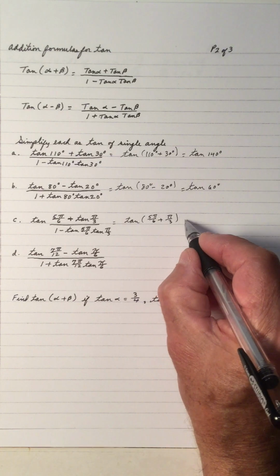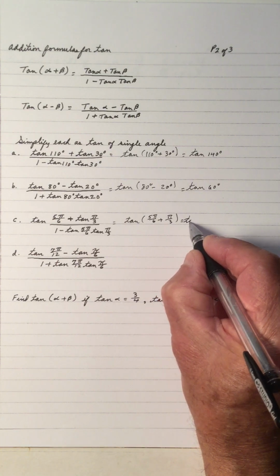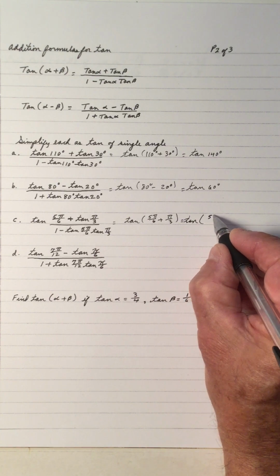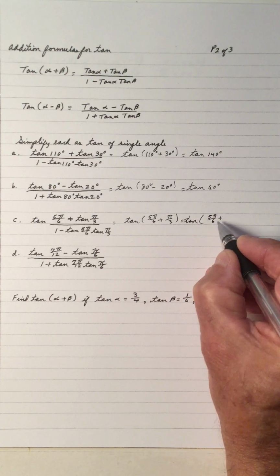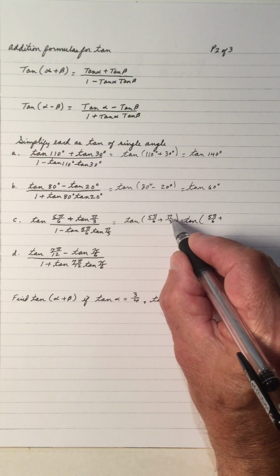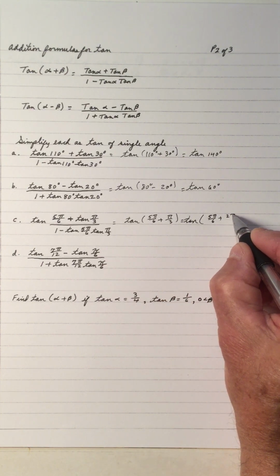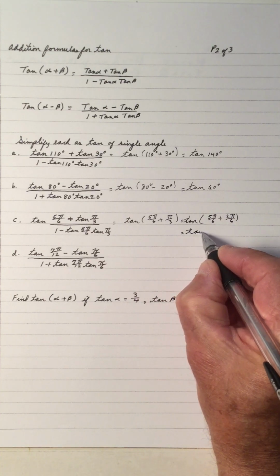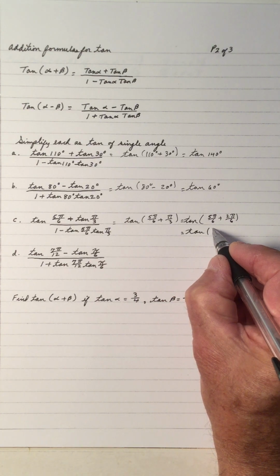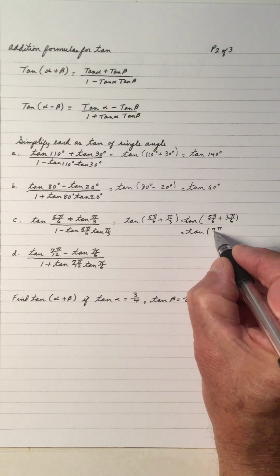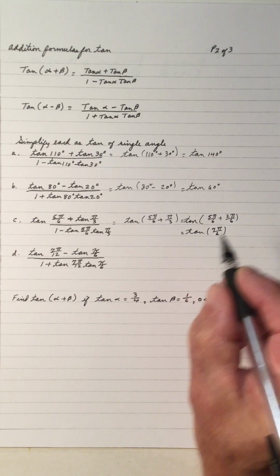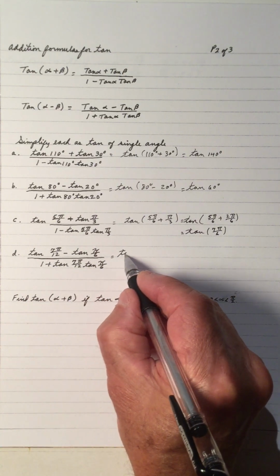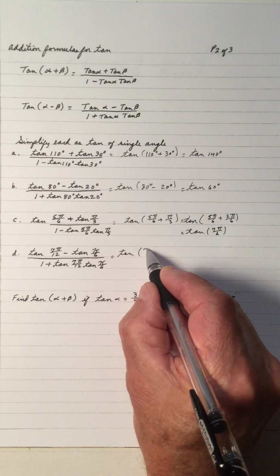So we simplify that as the tan, and we're adding these up, so the common denominator is 6. 5 pi over 6, and we multiply by 2 on top and 2 on bottom, that gives us 2 pi over 6. So that becomes the tan of 7 pi over 6.